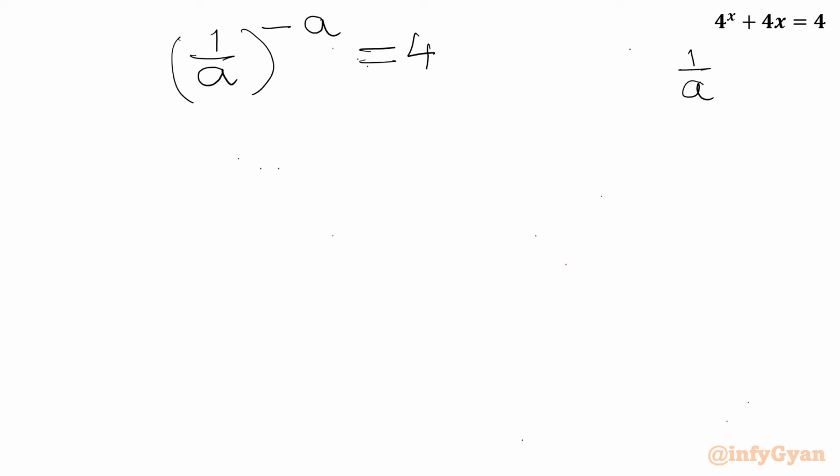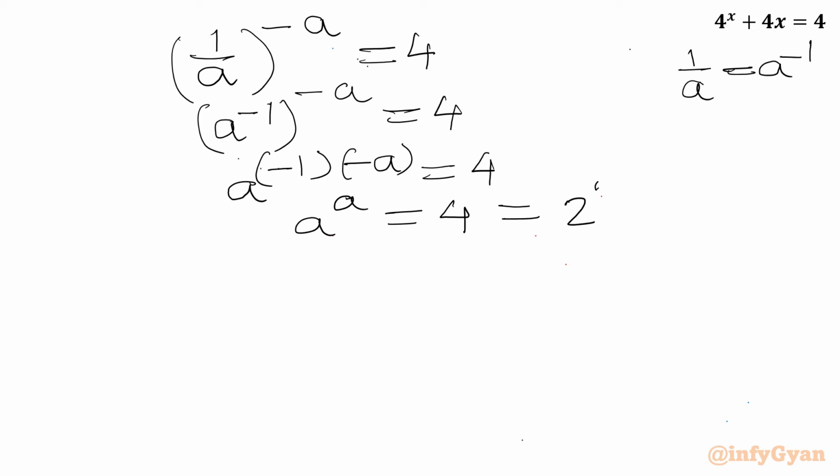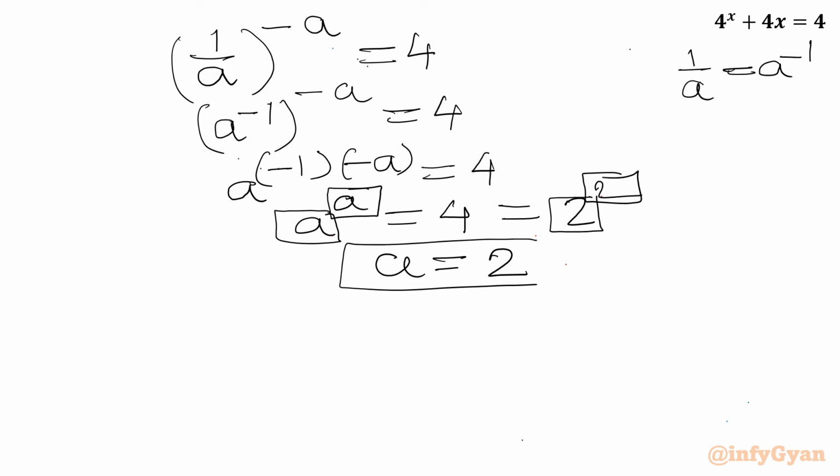Now 1 over a is equal to a power minus 1. So we can write a power minus 1 whole power minus a equal to 4. Using the exponent property, I can write a power minus 1 times minus a equal to 4. So a power a will be equal to 4. And this 4 we can write as 2 square. Now we have base equal to 2 and exponent equal to 2. So the conclusion will be a equal to 2.